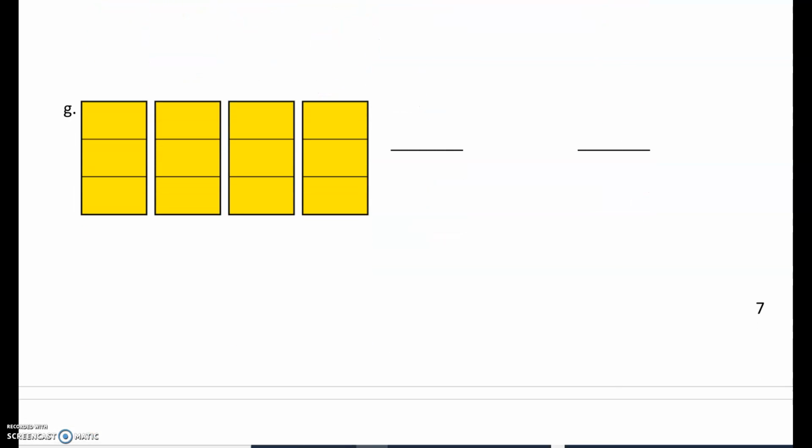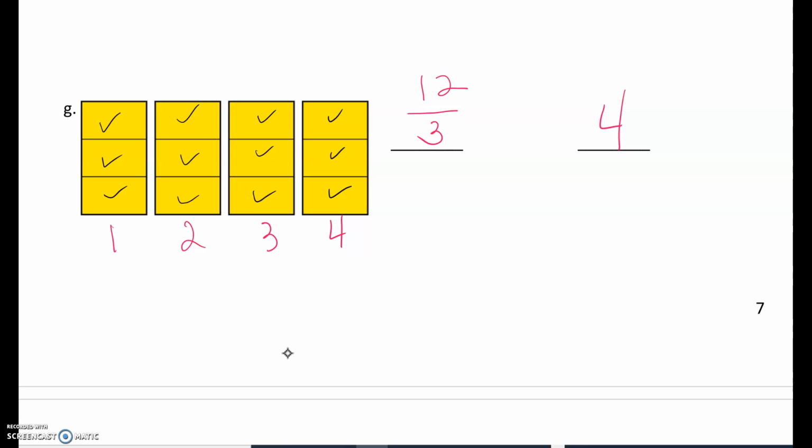Now number 8, or G, sorry. All right, I am breaking this up into 3 equal parts. So my denominator will be 3. How many are shaded in? Well, I have 3 here, 4, 5, 6, 7, 8, 9, 10, 11, 12. So I have 12 shaded in. That is my improper fraction. My mixed number, how many wholes do I have shaded in? 1, 2, 3, 4. I have 4 whole shaded in. So 4 is my mixed number.